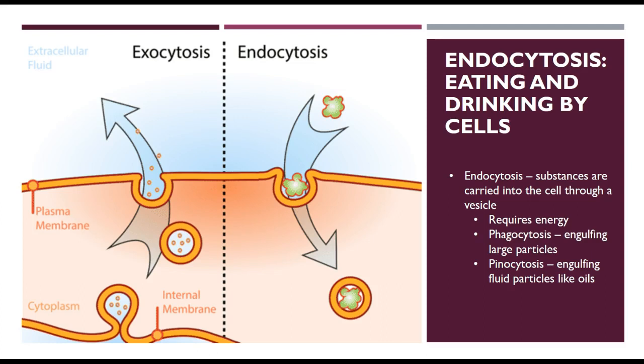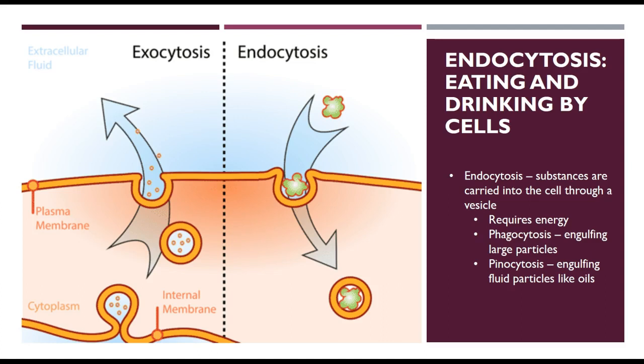Phagocytosis is a process of engulfing very large particles, and this is how our macrophages within our body remove things like bacteria, dead and damaged cells. They literally engulf that whole thing within the cell. It gets surrounded in a vesicle, and then structures like lysosomes break down the stuff that's inside.